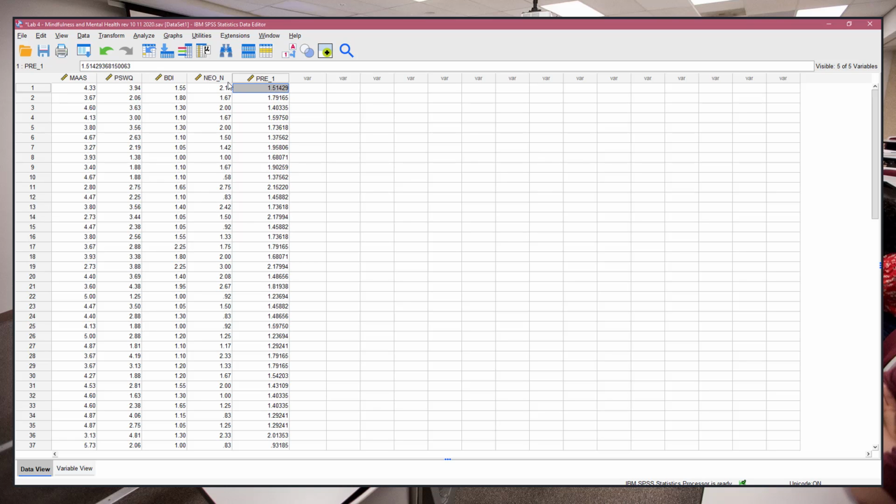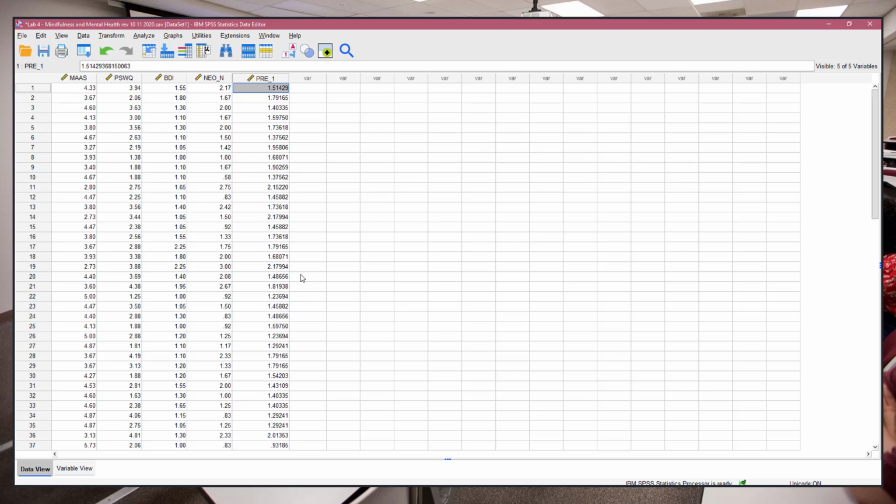You can see that the actual value is 2.17. The model predicted 1.51, so it's a little lower. Now, for the second case, our model predicted 1.79, but the actual value is 1.67. So that's a little bit more accurate. But you can see how this works. This is like y hat from the model. It's as if SPSS took each person's trait mindfulness value and used the model to predict their neuroticism value. And this is what it came up with.